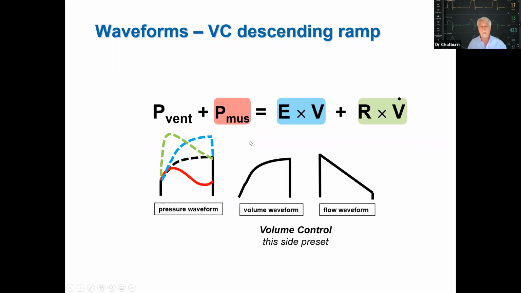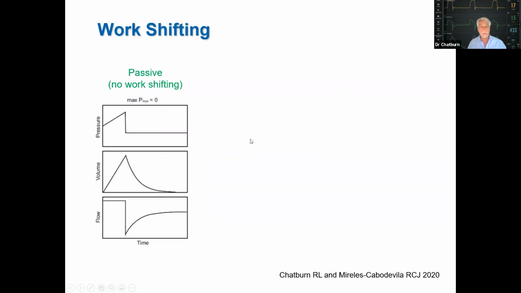That's true of all forms of volume control ventilation. Now let's talk about the idea of work shifting. Again, now we're seeing pressure, volume, and flow waveforms idealized like you might see in a ventilator display. And here we see that muscle pressure is equal to 0. In other words, the patient is making no inspiratory efforts. And that means all of the work is being done by the ventilator. There's no distortion in the pressure waveform, and we say there's no work shifting.